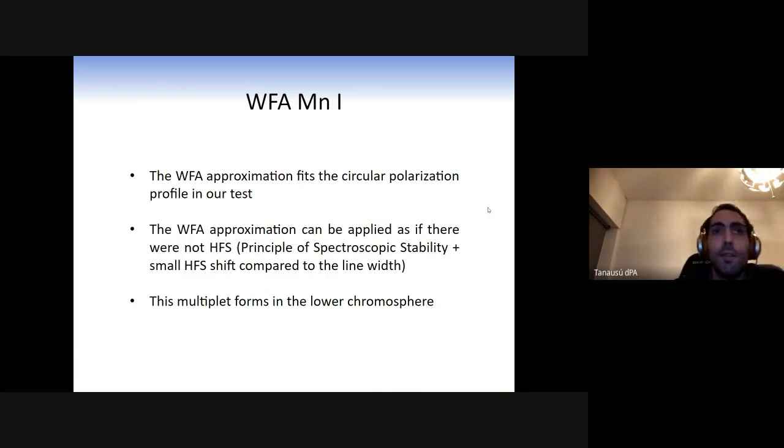So the conclusion is that the weak field approximation seems to fit the circular polarization profile in our test. So the weak field approximation can be applied as if there were no hyperfine structure. And this is a consequence of both the principle of spectroscopic stability and the fact that the hyperfine structure shifts are very small in comparison with the width of the spectral line. Because we know that these multiplets form in the lower chromosphere, the weak field approximation is going to give us an idea of the longitudinal magnetic field at those layers of the solar atmosphere.